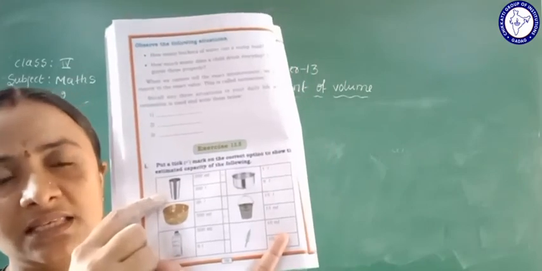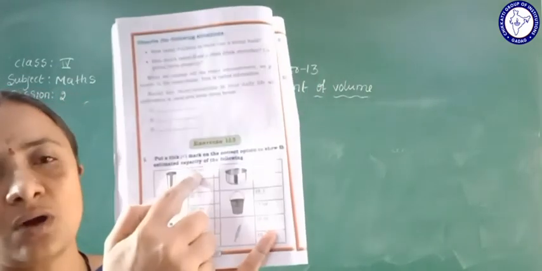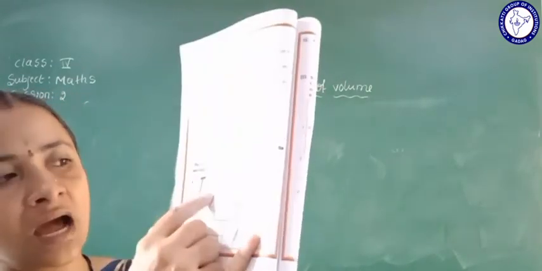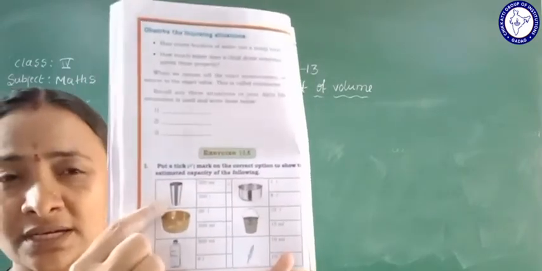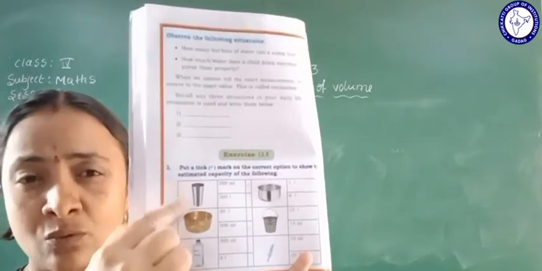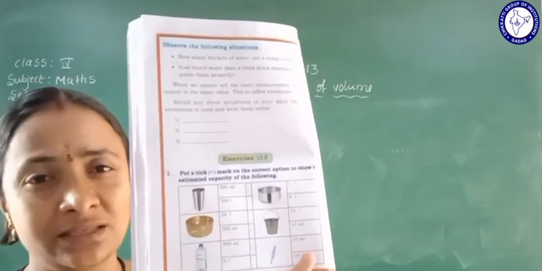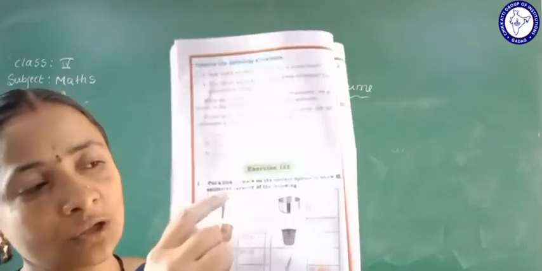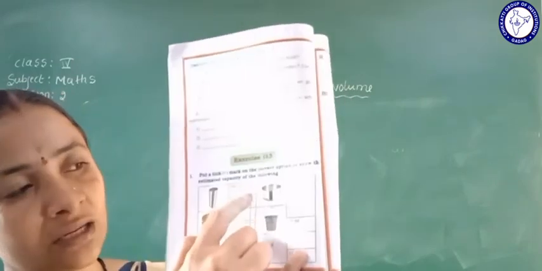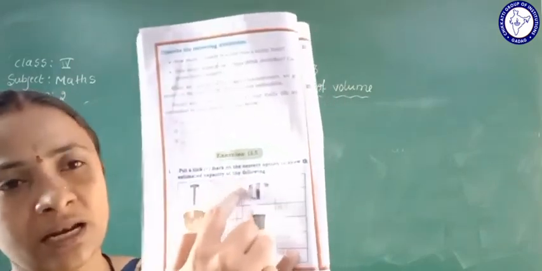In this glass, it can hold 200 ml of water, or 200 liters of water. Only this much capacity is there for the glass. So its capacity is not a liter, its capacity is only 200 ml of water. Here we will put a tick mark.